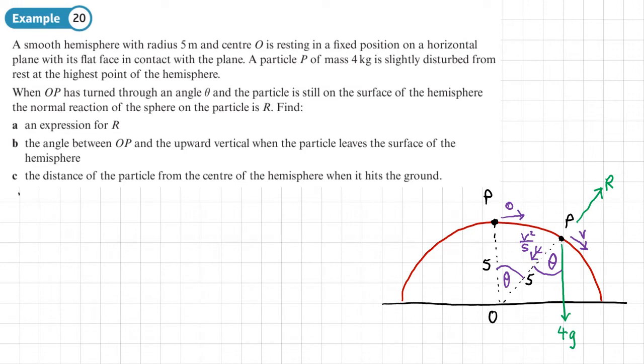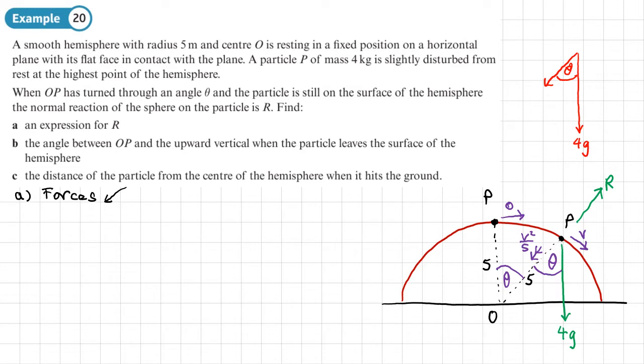So we can start with part A. And part A says we need to find an expression for R. So the first thing we're going to do is resolve forces. And with our forces, we're going to be resolving towards the center of the circle in that direction. Now, I need to know what the component of the weight is acting towards the center of the circle. So I'll just do a slightly bigger diagram up here. So this is the 4G that's here. I've got this angle of theta just here, so that corresponds to this angle here, and there's the 4G.